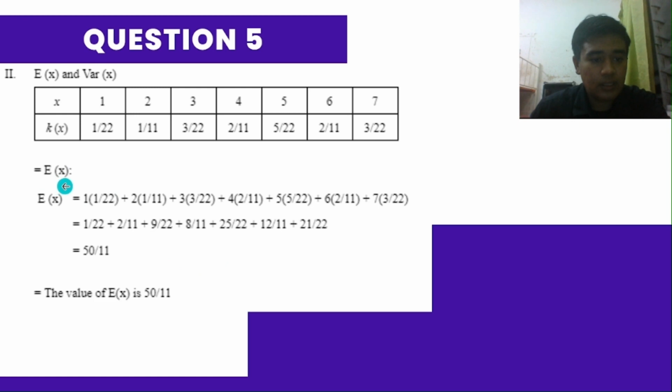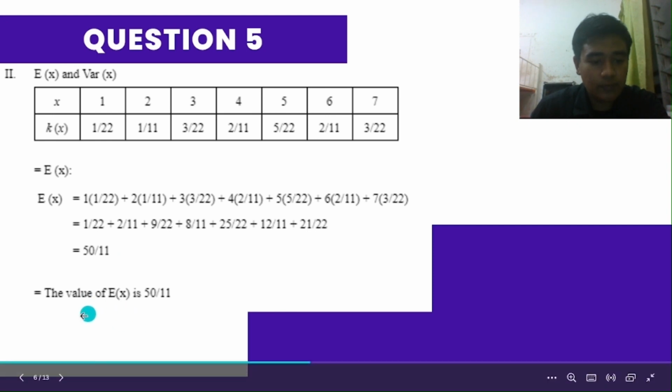For example, E equal E(x). In order to find it, we need to take every output in here. Then we can solve it. The final output that we get will be 50 over 11, which means the value of E(x) is 50 over 11.